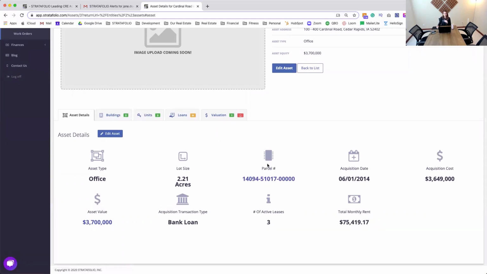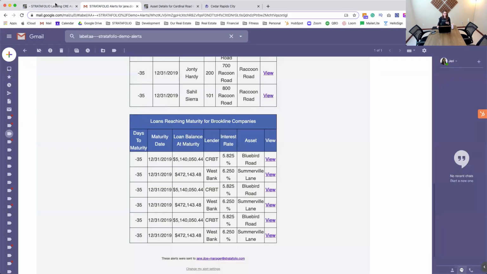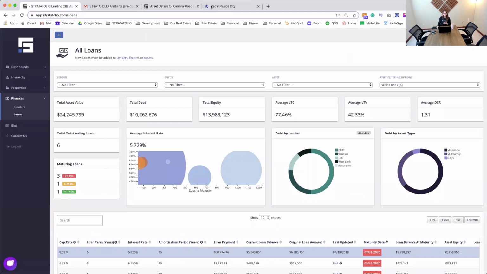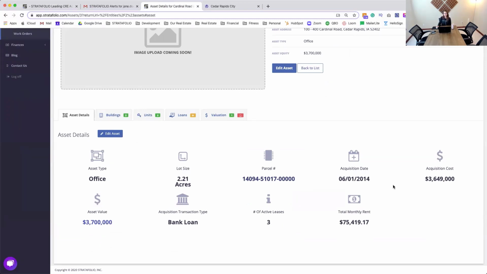And because we are in real estate, it seems like we're constantly out at the assessor site. So we just link to the assessor site. Whoops, I lost it. Where did I go? There we go. So we just link right to the assessor site.